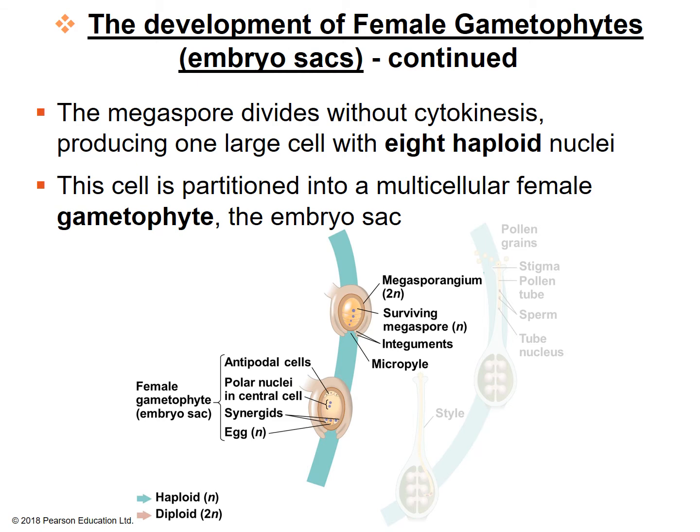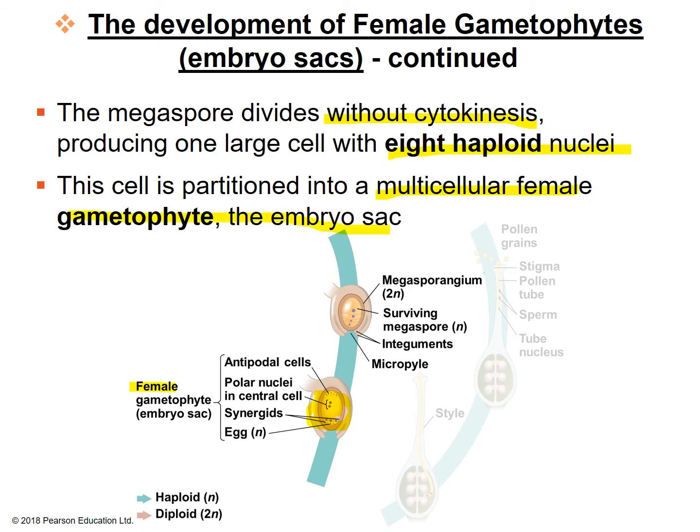The haploid megaspore divides by mitosis without cytokinesis, producing one large cell with 8 haploid nuclei. The cell is partitioned into a multicellular female gametophyte called the embryo sac. This one.